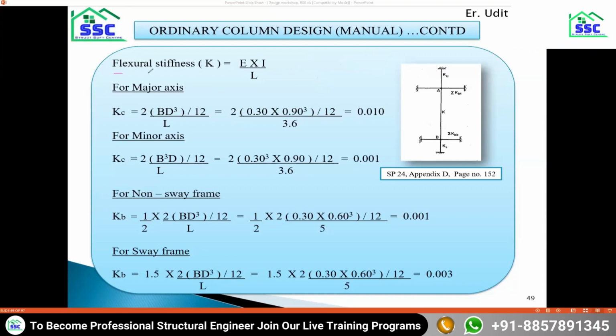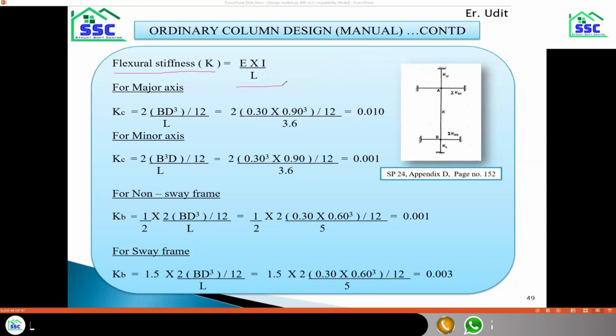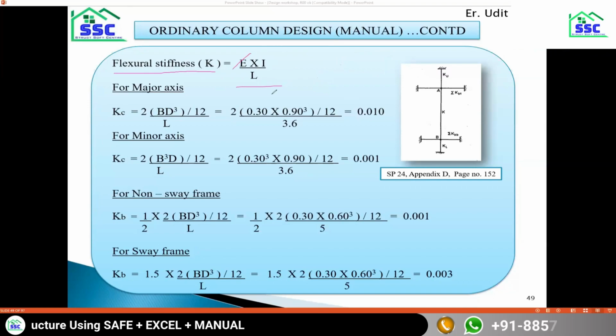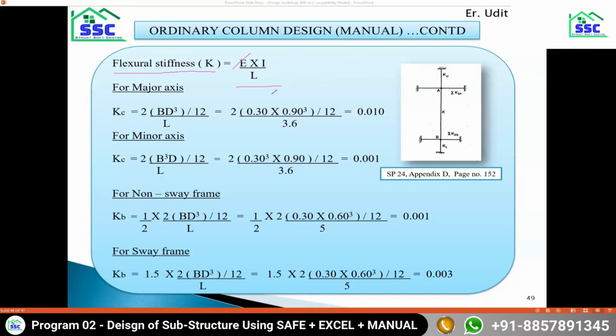So flexural stiffness K is EI by L, but since we have the K value in the numerator and in the denominator, we can conveniently cancel out this value of E and we will consider only I by L. So now, please pay attention to how we are going to calculate this value of beta 1 and beta 2.